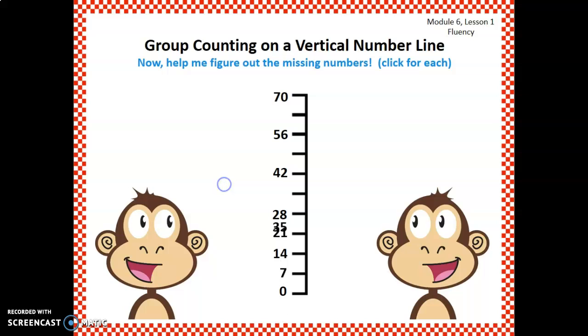I bet you know the next one. 35. Then 42. What comes next? 49, 56. 63. Let's count forward and backward by sevens to 70. Ready? 7, 14, 21, 28, 35, 42, 49, 56, 63, 70. And backwards, 70, 63, 56, 49, 42, 35, 28, 21, 14, and 7.